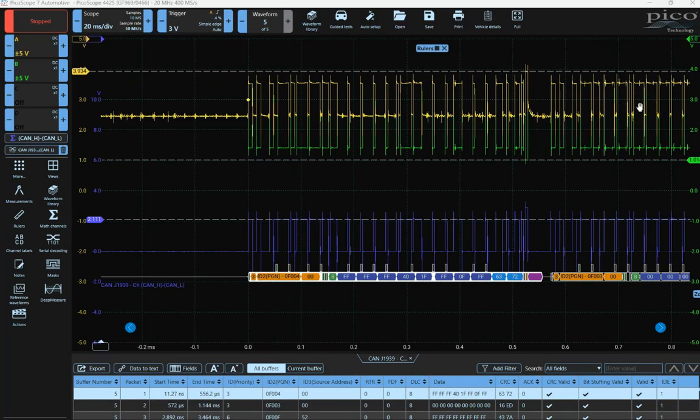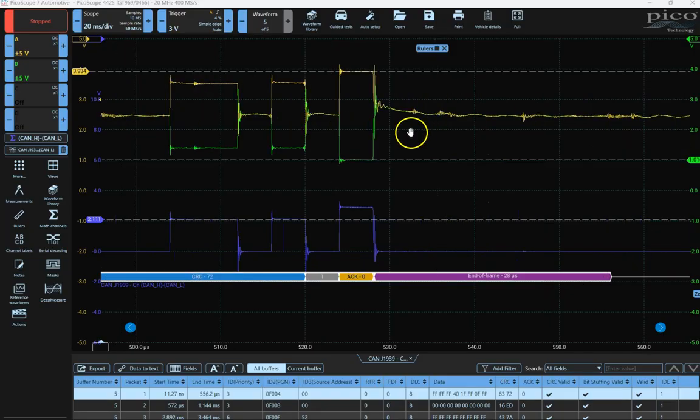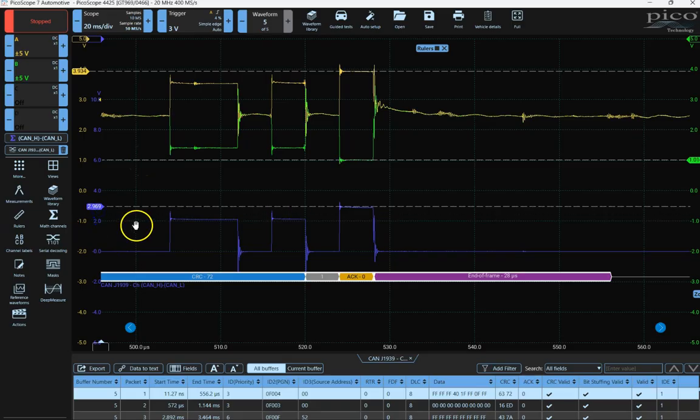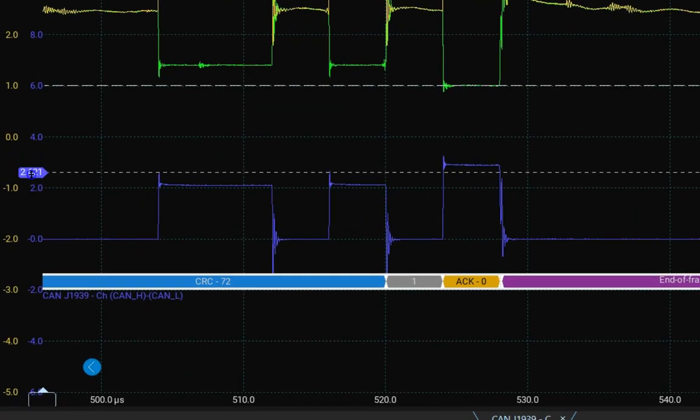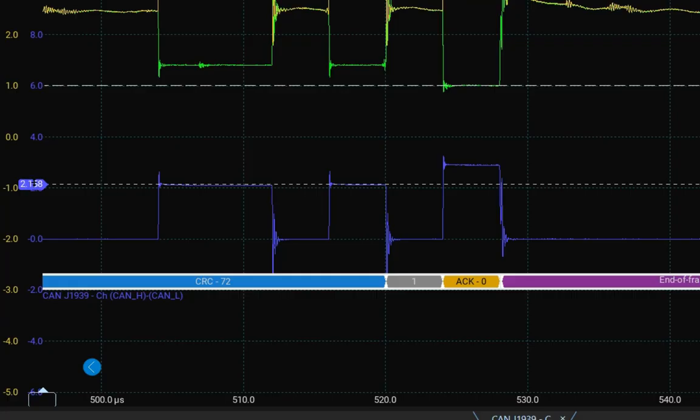So since we have a real CAN network that we're connected to, this bench network of mine, we'll take a look at some of the details here real quick, just as a quick review. We can see the acknowledge bit. So the acknowledge bit here has an amplitude of about 3.9 on CAN high and about 1 volt on CAN low, giving us a differential voltage of almost 3 volts. By comparison, the other bits are down here at about 2 volts.